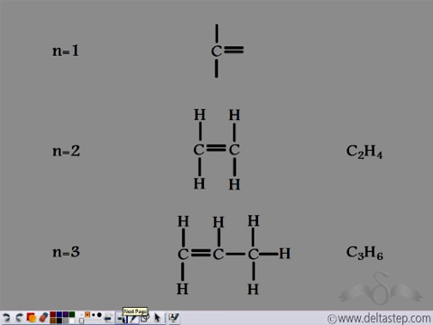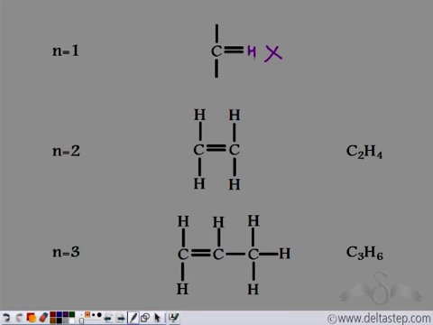So now these are the alkenes that we get. For n equal to 1, we are not getting any alkene because hydrogen cannot form a double bond. So n equal to 1 does not give us any alkene. For n equal to 2, we get C2H4. For n equal to 3, we get C3H6. Do you observe any trend in this case?